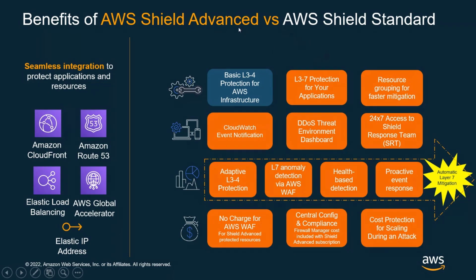And so now let's talk about what is provided over and above Shield Standard. So with Shield Advanced, you're going to get not just basic protection for layers 3 and 4. You're going to get additional protection at layers 3 and 4, along with all the way through layer 7. And that comes from a great synergy between Shield Advanced and our AWS WAF, which we'll cover in more detail here in a bit. You're also going to get resource grouping, and this is very important.